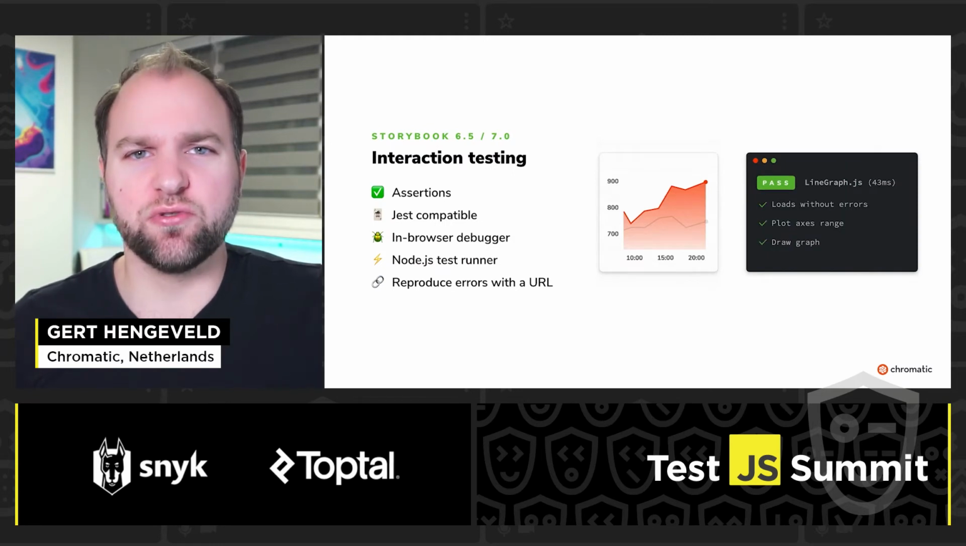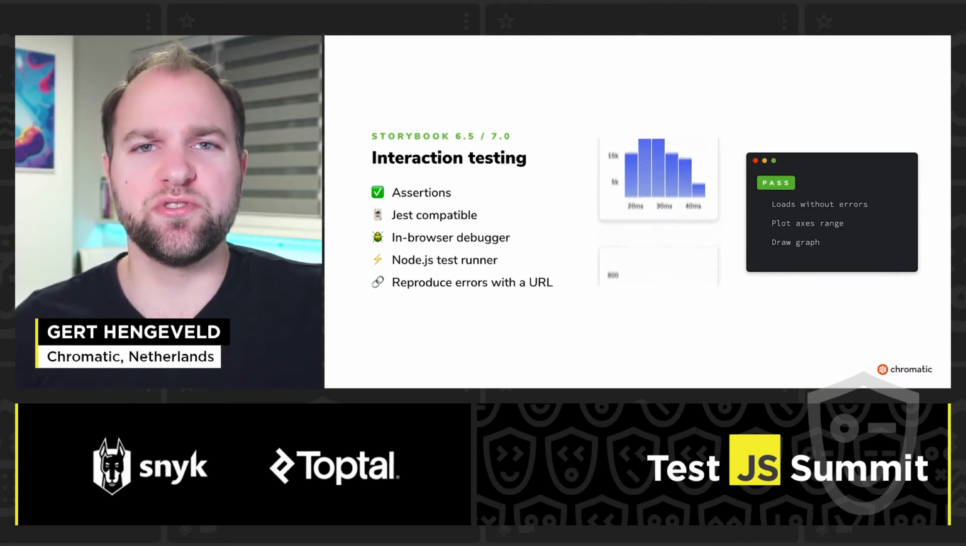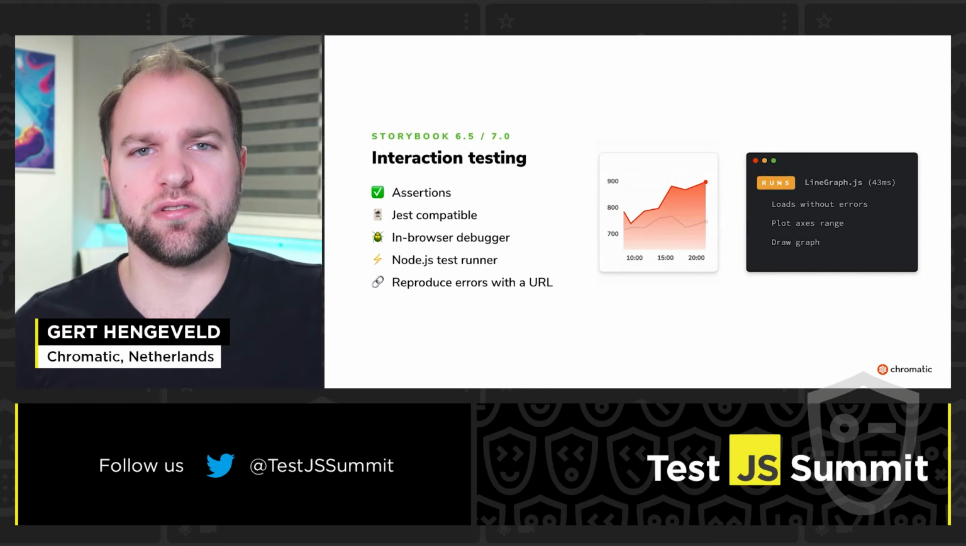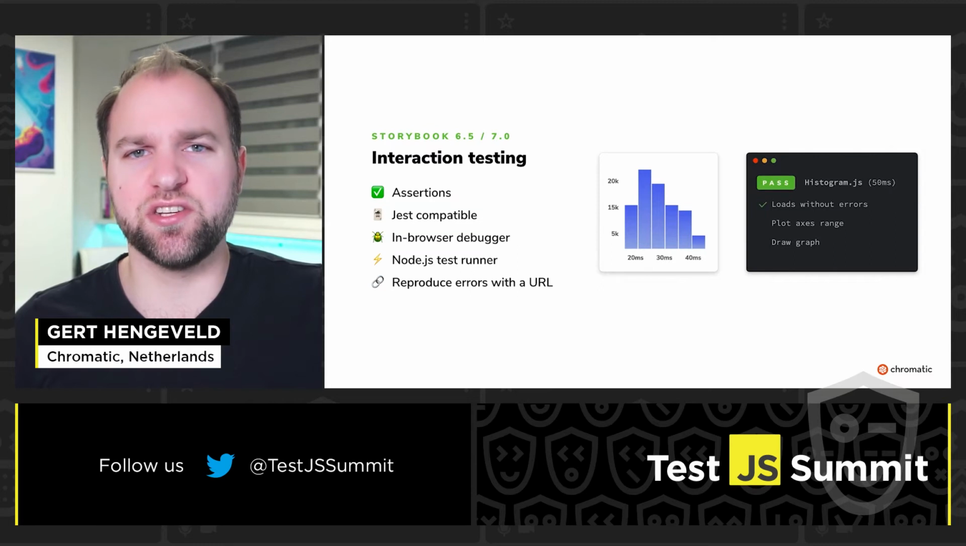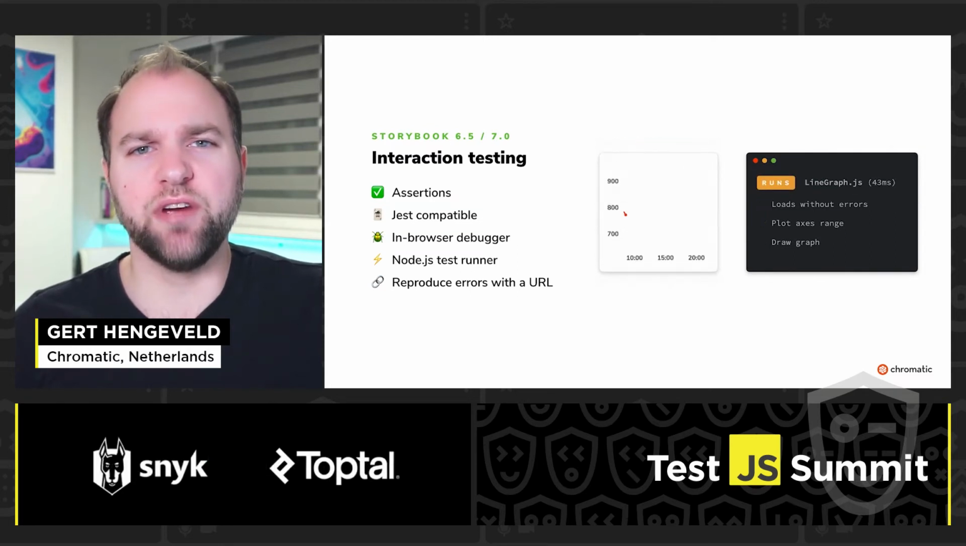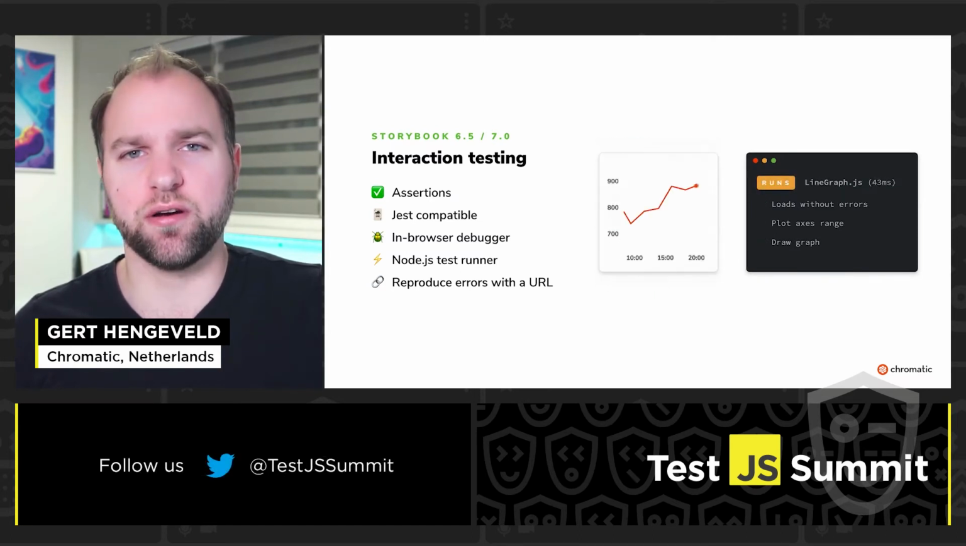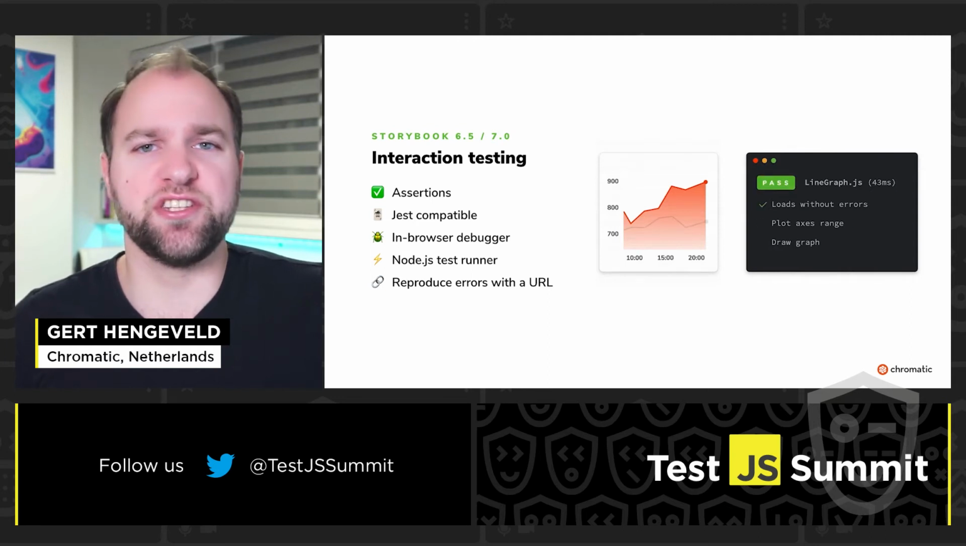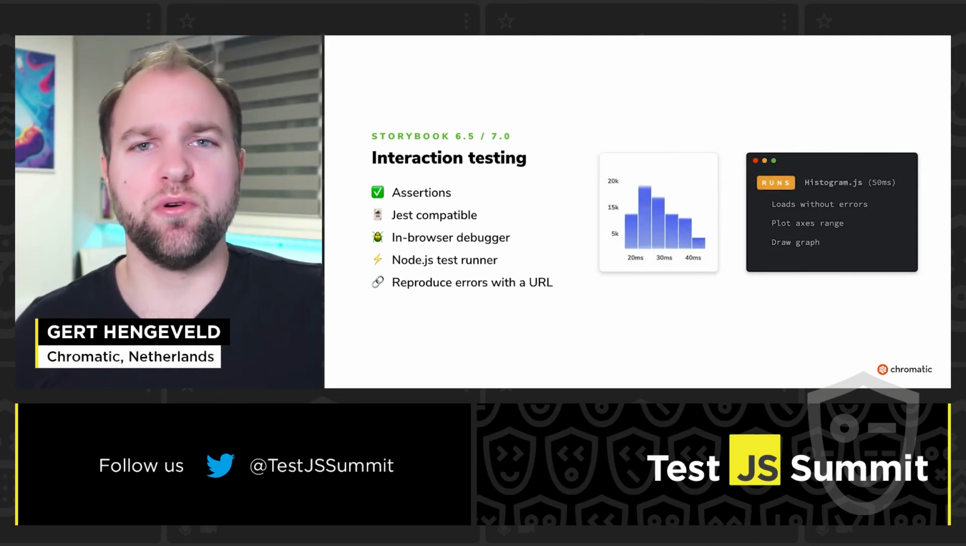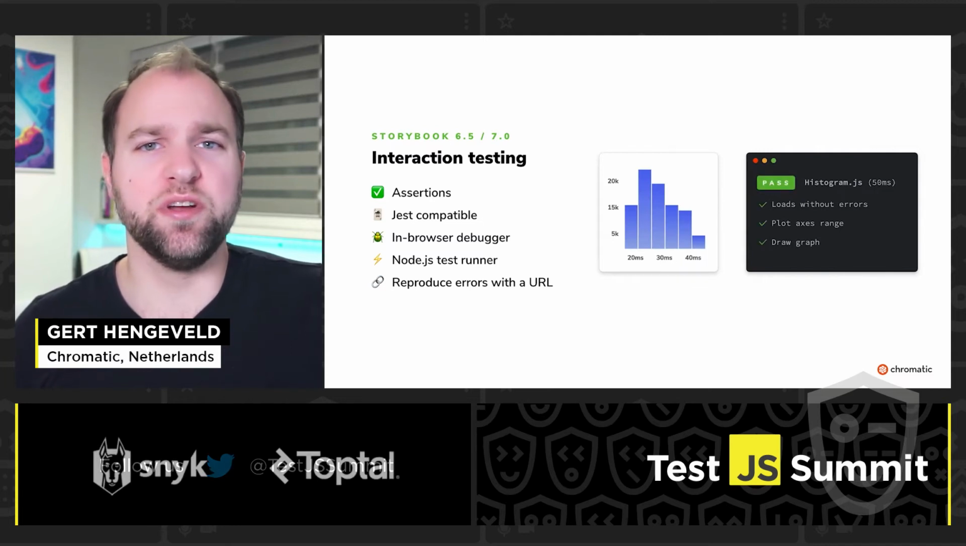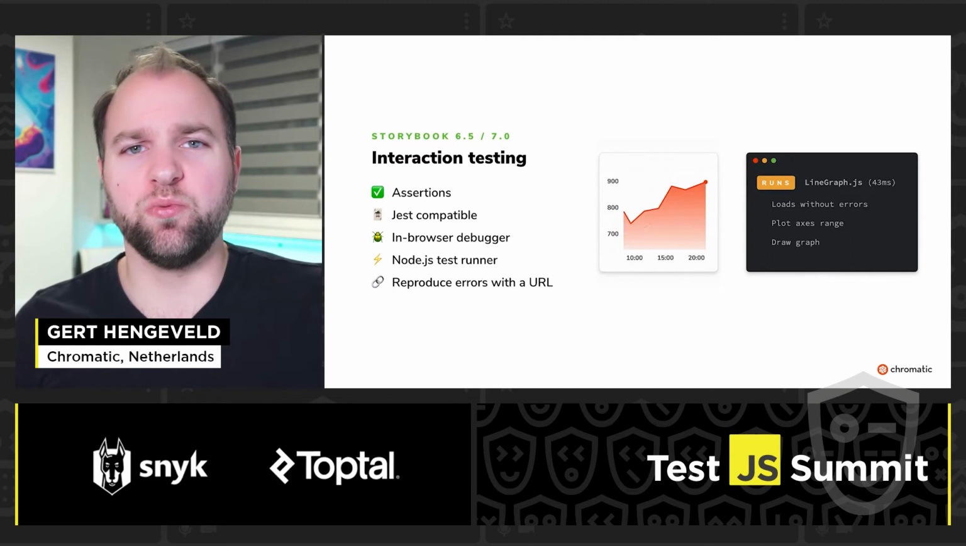Beyond running interactive stories, we're also working on interaction testing. In the coming months, we will release tools to make assertions in your play functions. The Interactions add-on will enable you to interactively debug your tests right there in your browser. The great thing about using testing library with Storybook is that it runs in your regular browser, which means you can use the dev tools you know and love, and you won't need to install any extra software. Using the Node.js test runner, you'll be able to run the entire Storybook as a test suite, and when something fails, you'll get a URL with which to reproduce the error.